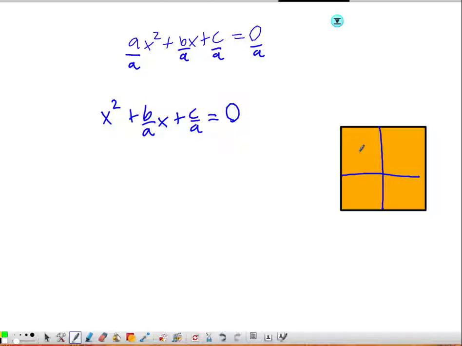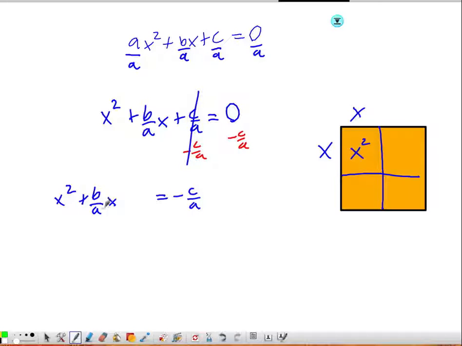First of all, x squared always goes in the top left, where the dimensions are x and x. Here is where it might get tricky. We have b over ax. Is c over a part of my diagram? Nope. So we have to move it to the other side. So let's subtract c over a, and we get x squared plus b over ax equals negative c over a.